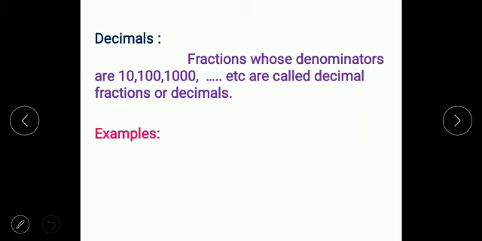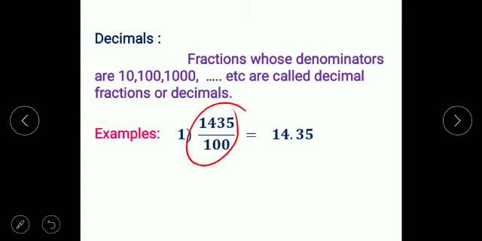For example, 1435 divided by 100, which is equal to 14.35. This one is the fraction form, right? So how to convert fraction form into decimal form? We have to check how many zeros there are after the 1. Here the answer is 2 zeros, right? So now we have to shift the decimal point from right to left after 2 digits.